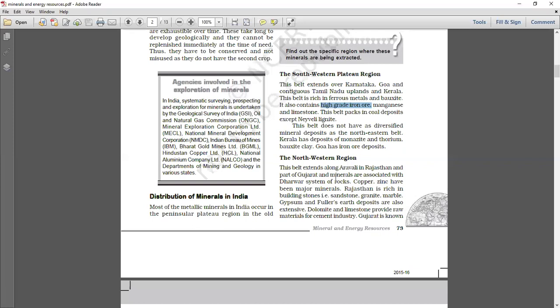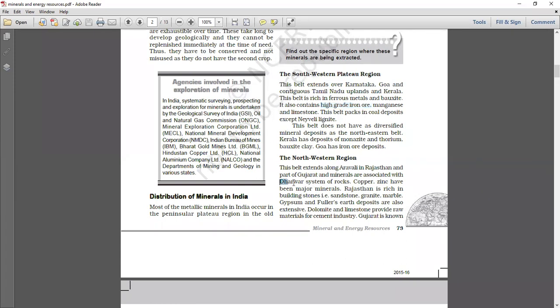Northwestern region is the region which extends along Aravalli. Aravalli is the oldest mountain range in the world, and the Aravalli mountain range is in Rajasthan. As we all know, minerals are extracted in the Aravalli mountain range and parts of Gujarat, and these minerals are associated with the Dharwad system of rock.